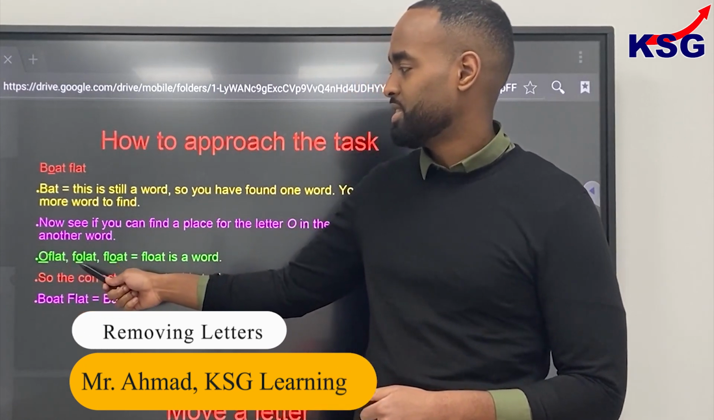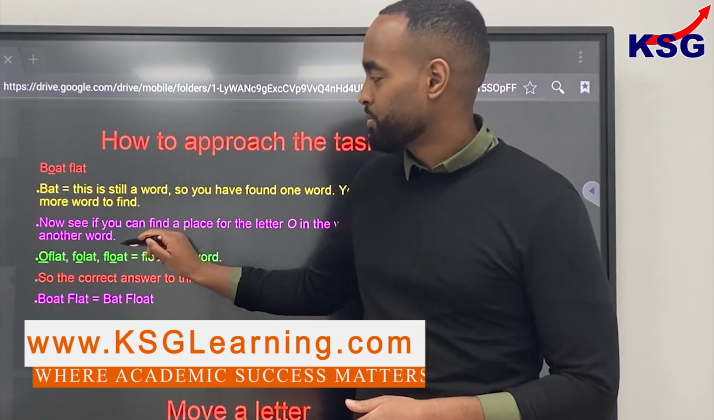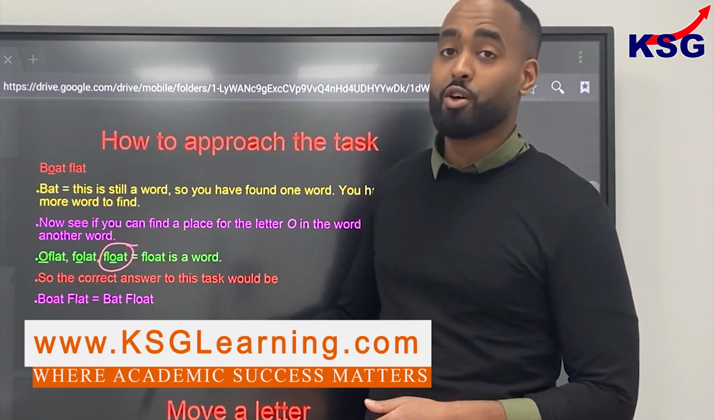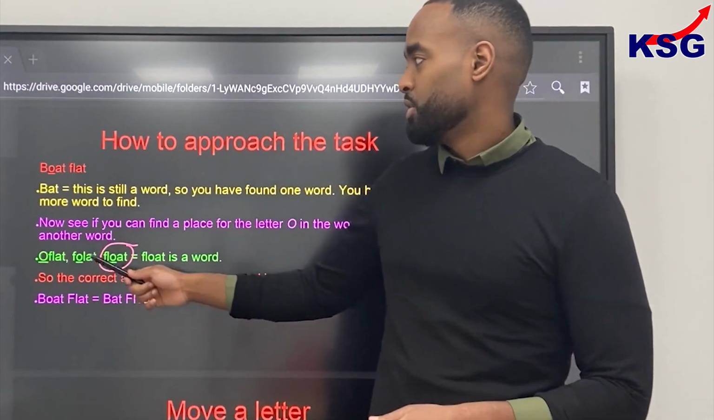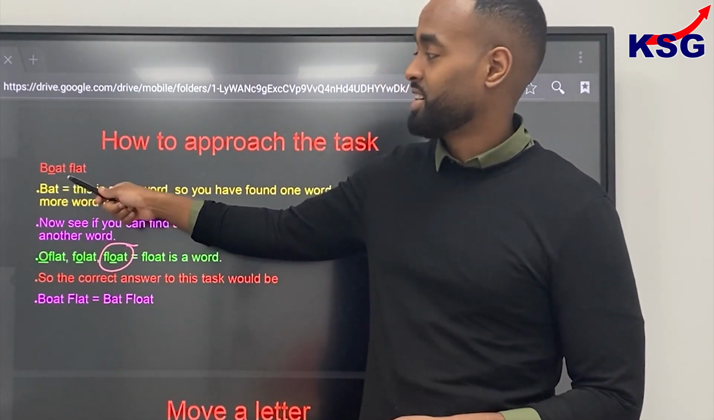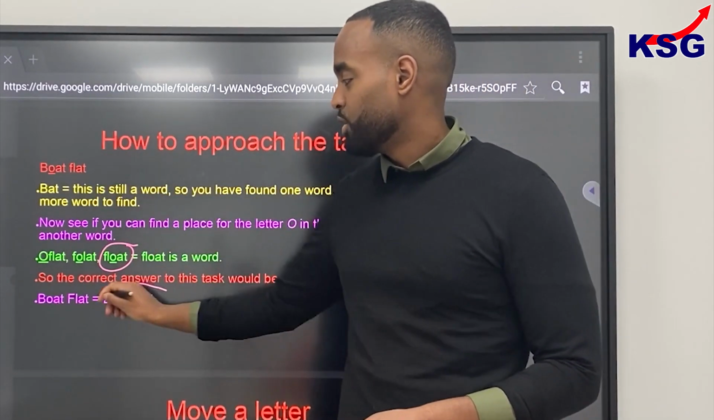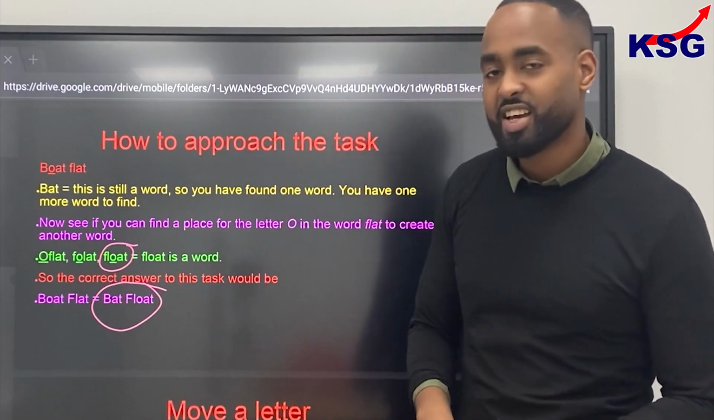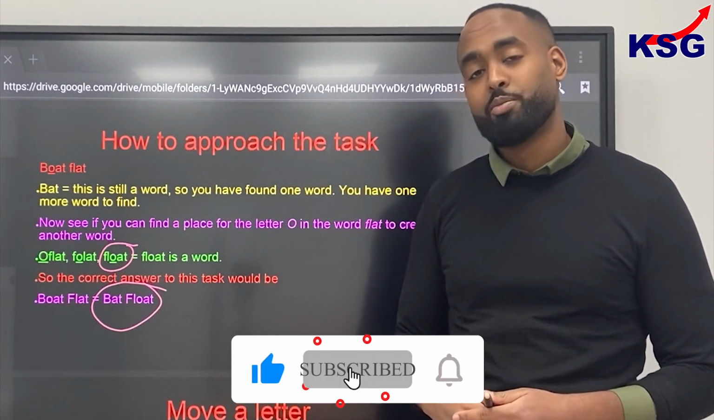O flat, folat, float. Now, we'd circle that because float is of course a word. So that's what we'll be left with, float. So if we remove the O from boat, we're left with bat. And when we move it over to this word, we're left with float. So that would be our answer. So yeah, it's a very simple task, just a lot of trial and error, and you would be led towards your answer.